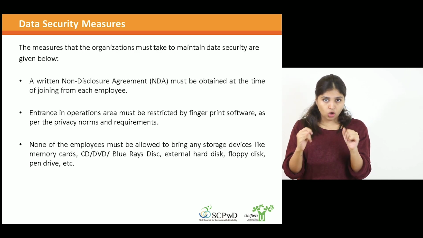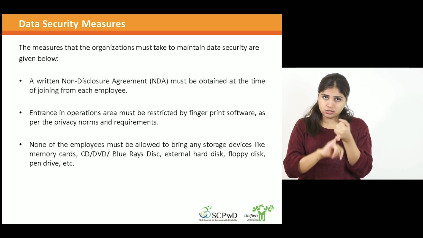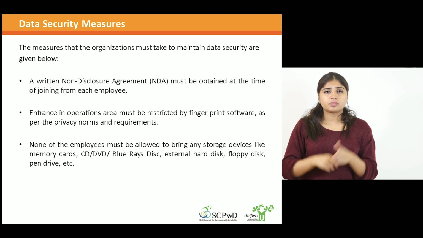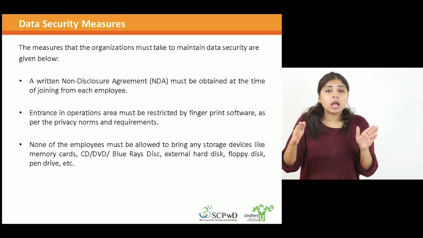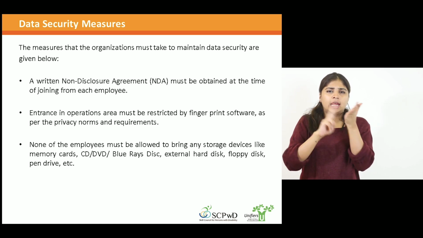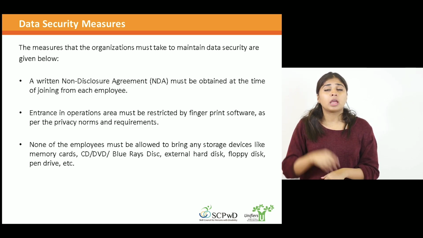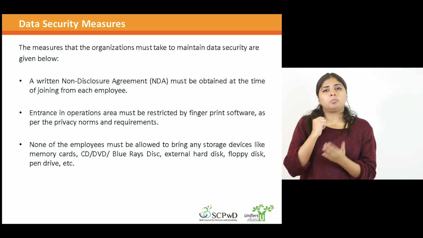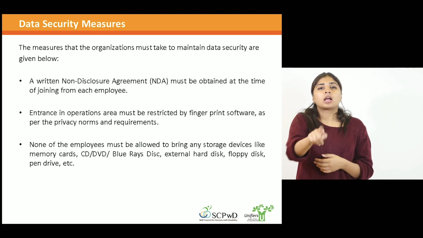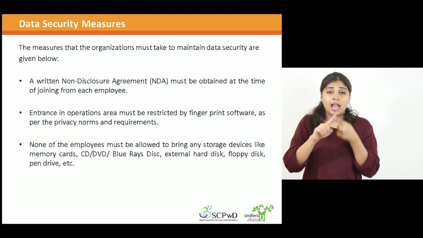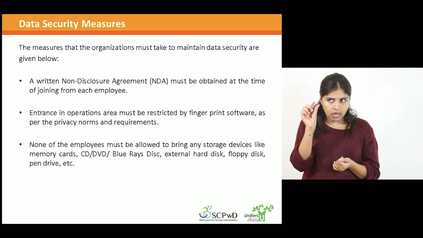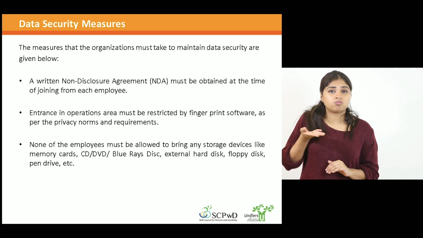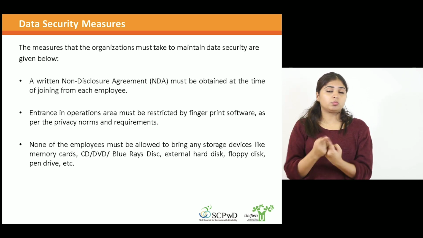Data security measures. The measures that the organization must take to maintain data security are given below. A written non-disclosure agreement (NDA) must be obtained at the time of joining from each employee. Entrance to the operations area must be restricted by fingerprint software as per the privacy norms and requirements. None of the employees must be allowed to bring any storage devices like memory cards, CD, DVD, Blu-ray discs, external hard disk, floppy disk, pen drive, etc.